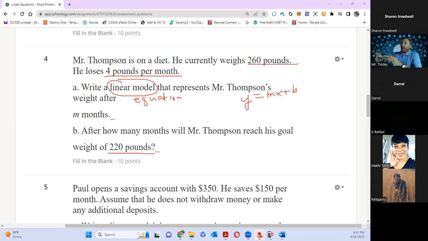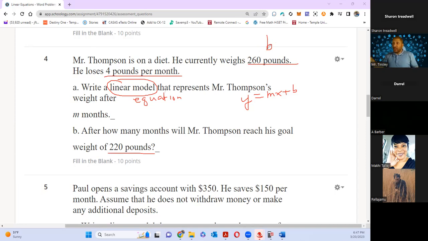So when I look at this right here, it says currently weighs 260, he loses 4 pounds per month, which is not going to change. What did I start with? 260. Is that going to be my M or my B? It's going to be your B. That's not going to change. That's where you started from. Now, what changes?